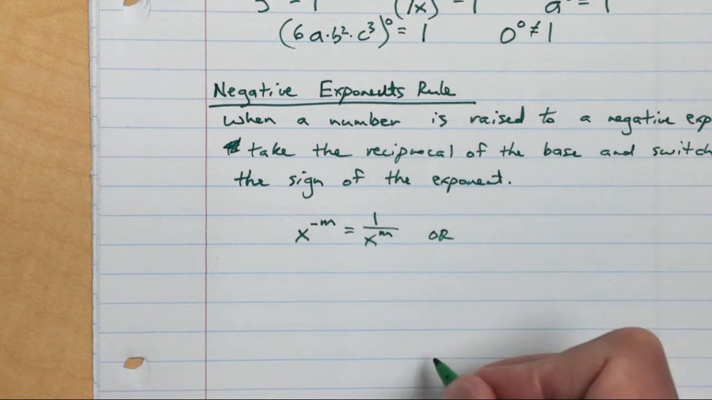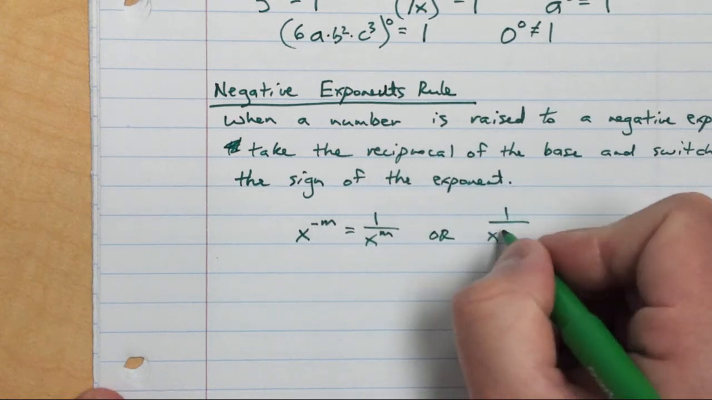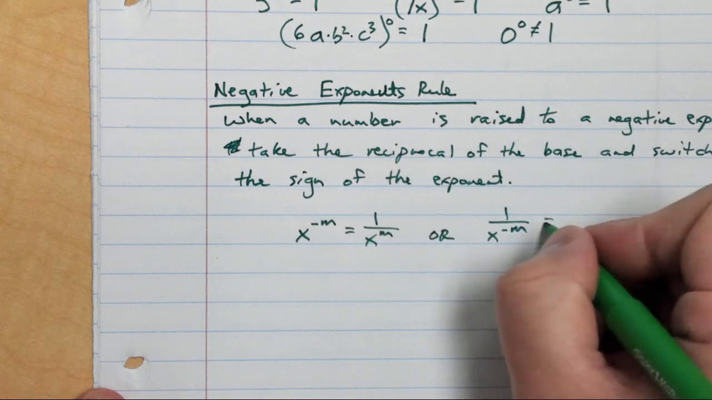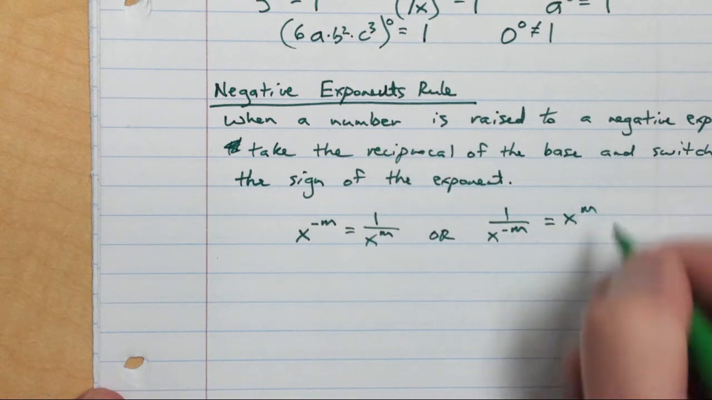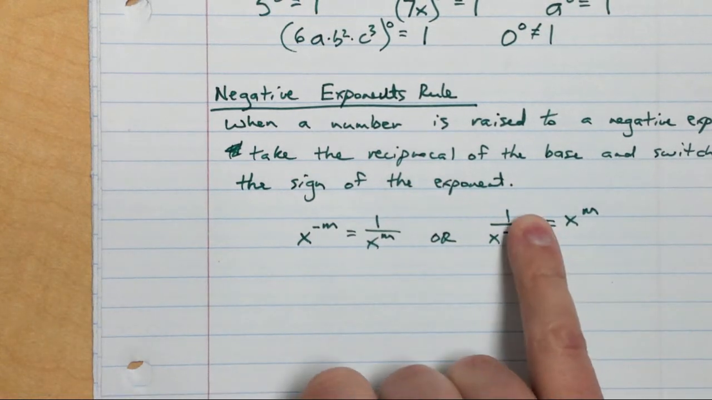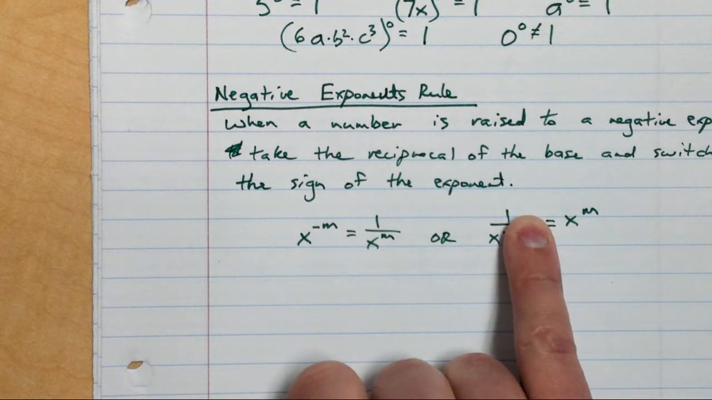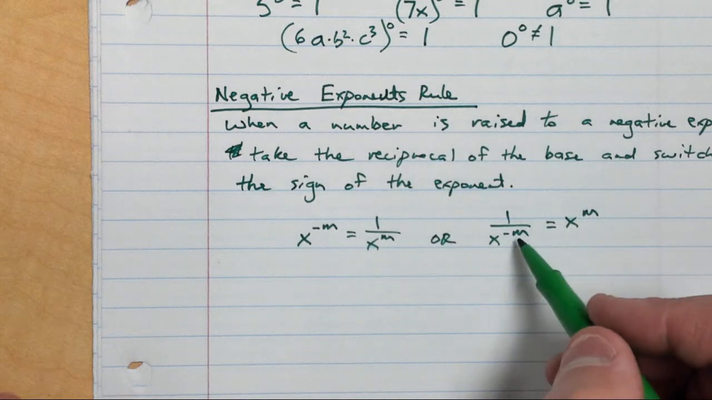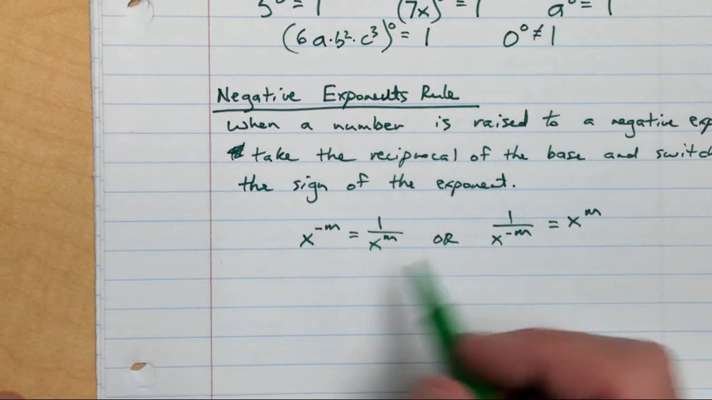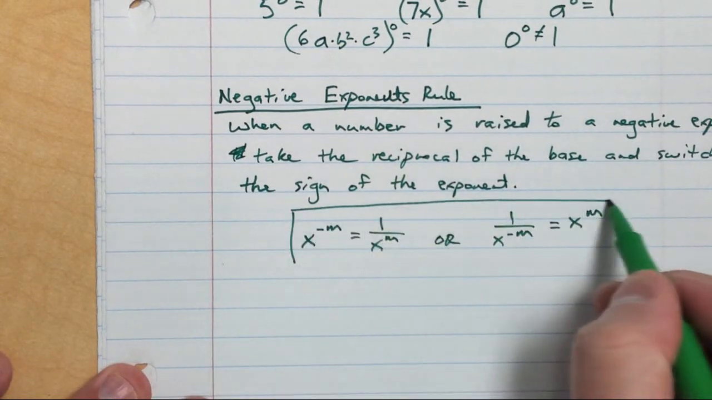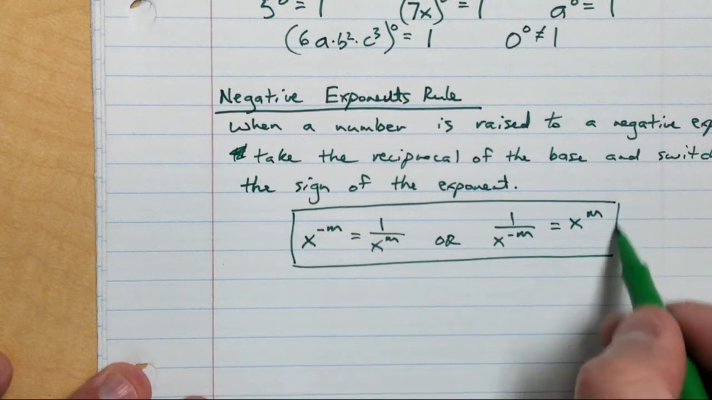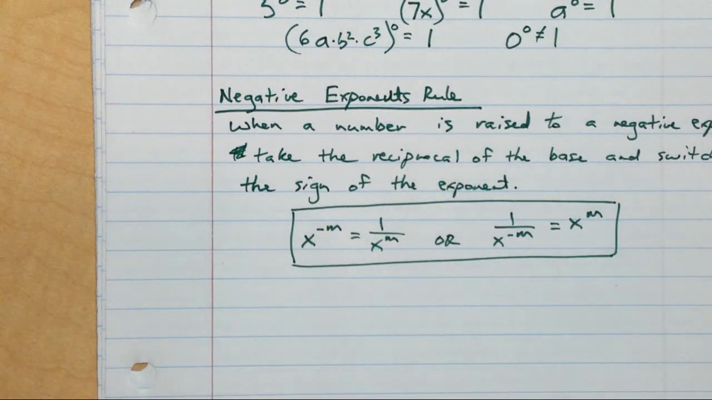Or there's another way of looking at this one. If I had 1 over x to the negative m, that's going to equal x to the power of m. So if I take the reciprocal of the base, which is 1 over x, the reciprocal of 1 over x is just x. And then we switch the sign from a negative m to a positive m. This is like the general rule of thumb when it comes to the negative exponent rule.